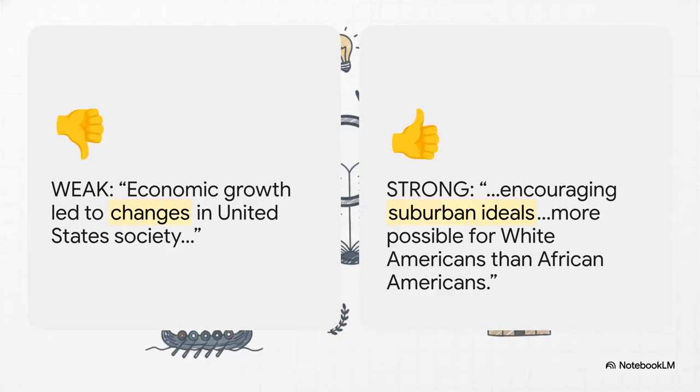Just look at the difference here. The weak claim just says, hey, things changed. Yeah, no kidding. That's a fact, not an argument. But now look at the strong claim. It makes a really specific point that the growth pushed suburban ideals. And then here's the kicker. It introduces tension, arguing that this new American dream wasn't open to everyone. That is an argument you can really dig into.